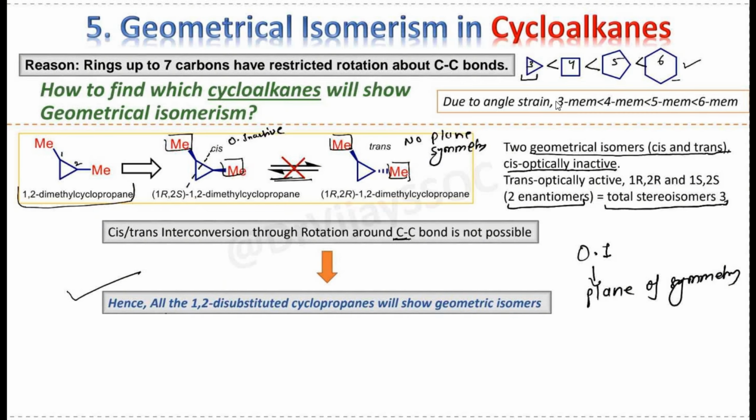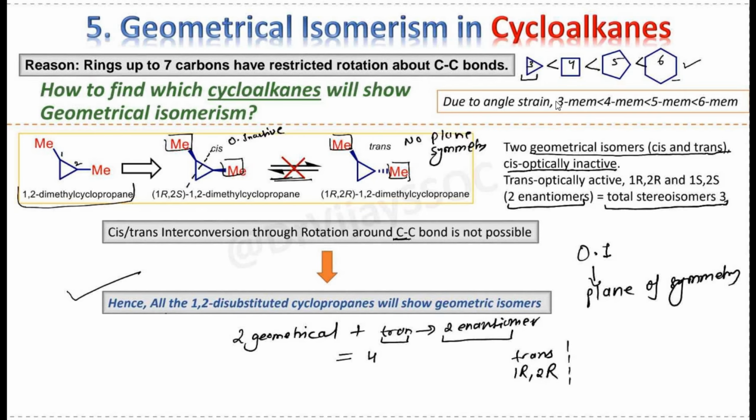Most of the students get confused because they think 2 geometrical isomers plus trans showing 2 enantiomers, and then the answer should be 4. But this is wrong, because trans is already counted as one of the enantiomers here. So, for example, trans 1R,2R is already counted, and then its mirror image is 1S,2S. So it is 1, 2, and cis is the third. So it has a total of 3 stereoisomers.